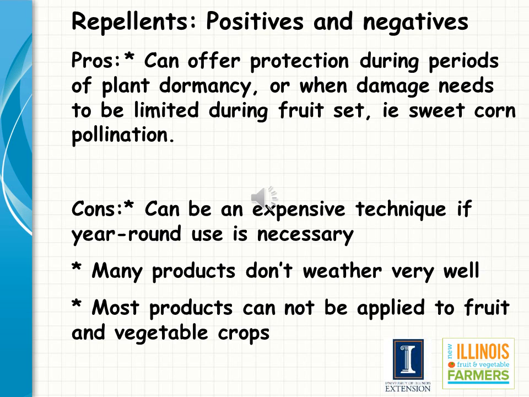Repellents have limitations. Most cannot be applied to vegetable crops and must be reapplied after heavy rains. The overall effectiveness of a repellent can be influenced by factors such as the availability of alternative untreated food sources and the density of the local wildlife population.